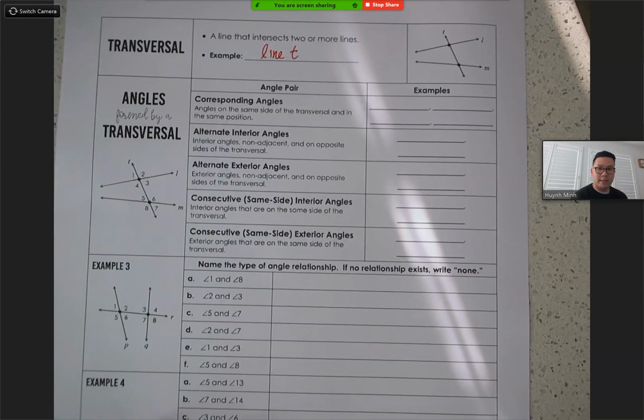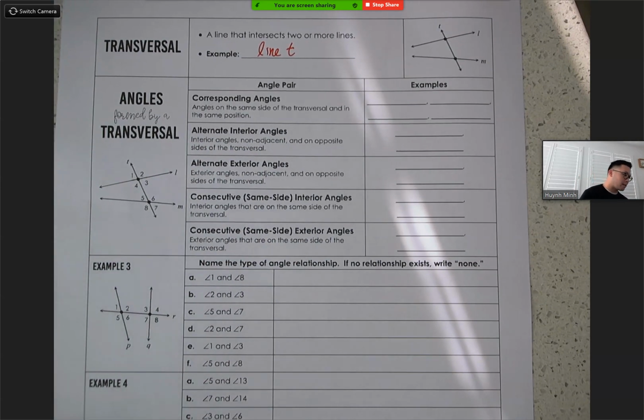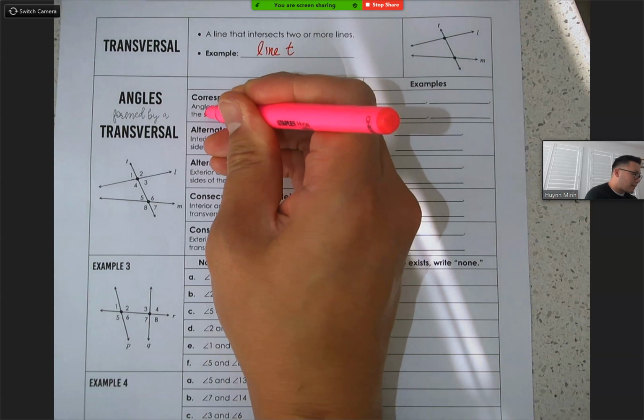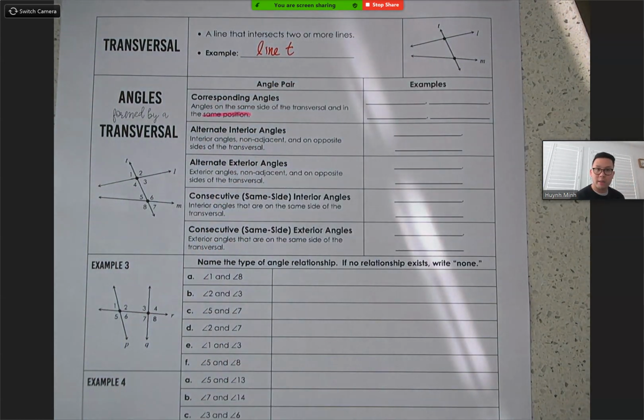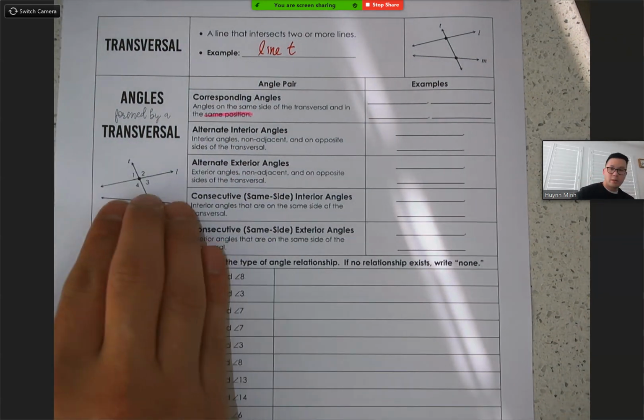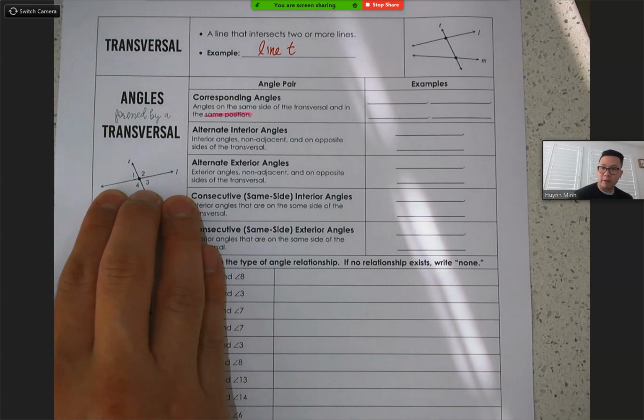So in this case, when I'm talking about corresponding angles, it says angles that are on the same side of the transversal and in the same position. So some things I will highlight is like the words same position. And then just watch how I explain what I'm talking about, okay? So if I cover this up here, lines L and T, they intersect.